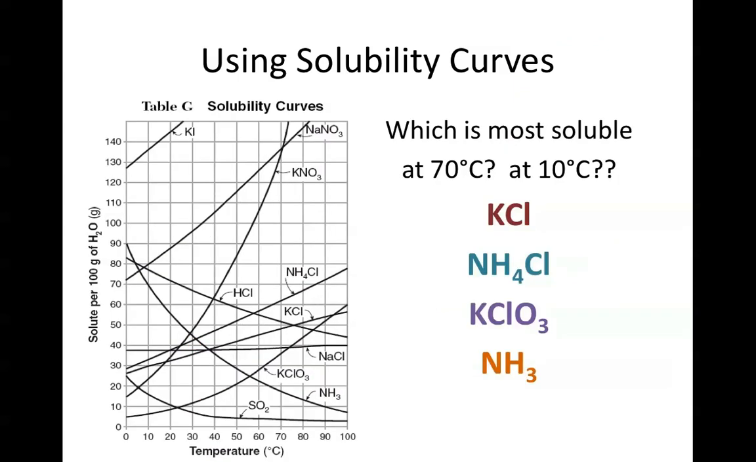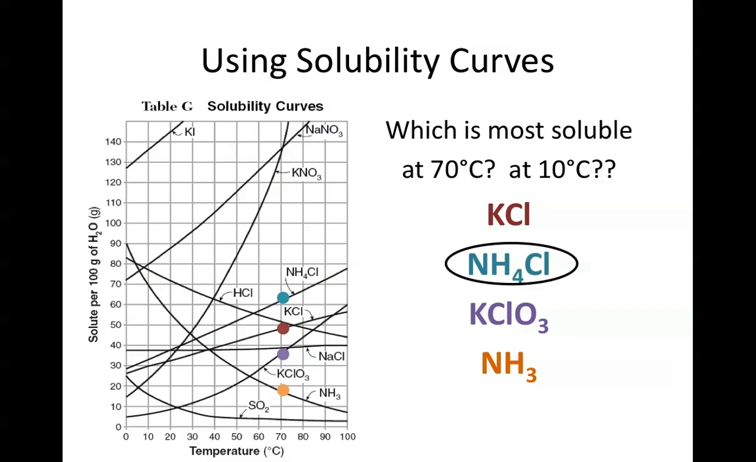All right, we can also look at which compounds would be most or least soluble. So in this case, we're looking at which of these 4 would be most soluble at 70 degrees Celsius. So I'm going to look where each of their lines are, and you can see I've color-coded them. And the highest line would be NH4Cl, or ammonium chloride. That would be the most soluble.